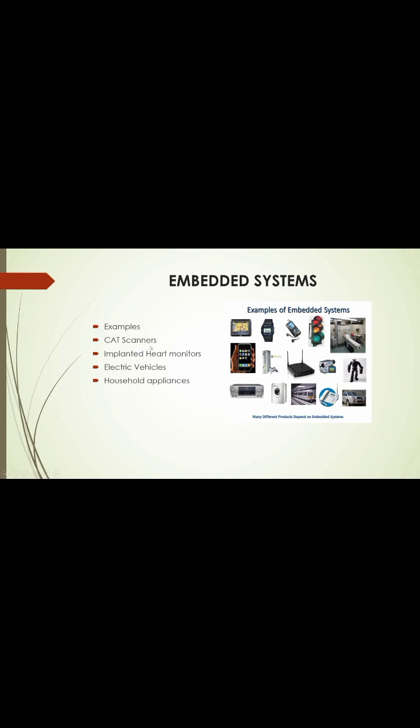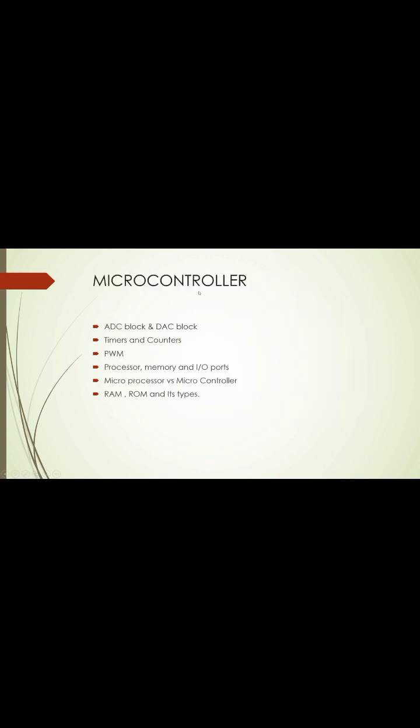Next, examples of embedded systems. Examples of embedded systems are CAT scanners, implanted heart monitors, electric vehicles, household appliances, mobile phones, smartwatches, iPods, signals, video cameras, cars, landlines, metros, washing machines, GPS devices, etc.